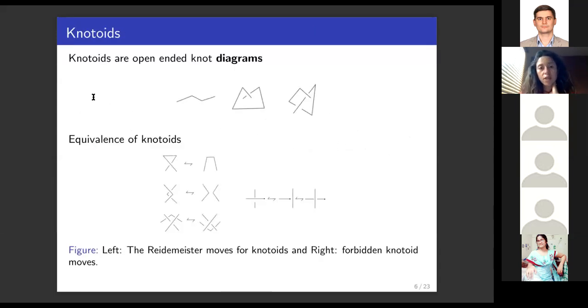So I'll start with notoids. Notoids are open-ended knot diagrams. I think you will hear more about that from Neslihan Kumchu next week. They look like this, and these are all different notoids. You can define equivalence of these diagrams using these 3 moves. They look like Reidemeister moves, but you also have a forbidden move. So you cannot do moves that include the endpoints of the curve.